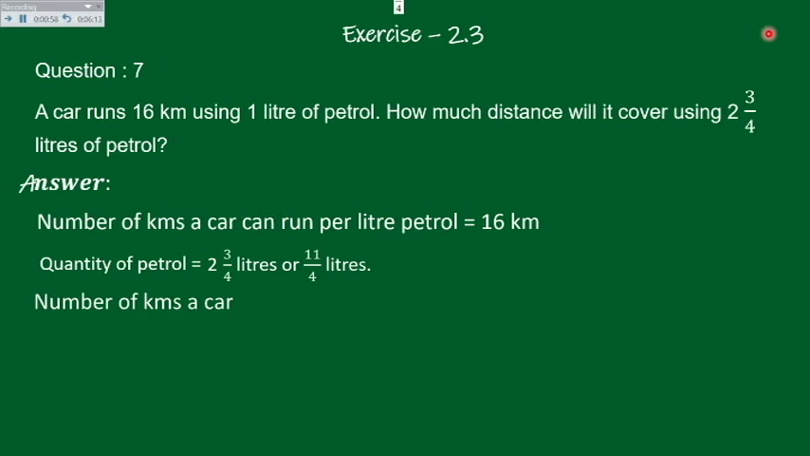Then the number of kilometers a car can run for 11 upon 4 liters of petrol equals, what you need to do, 11 upon 4 multiplied by 16, and the rest of the answer you will calculate on your own and write your answer in the comment box. Now next, question number 8.